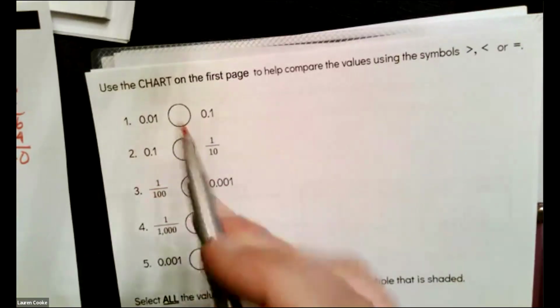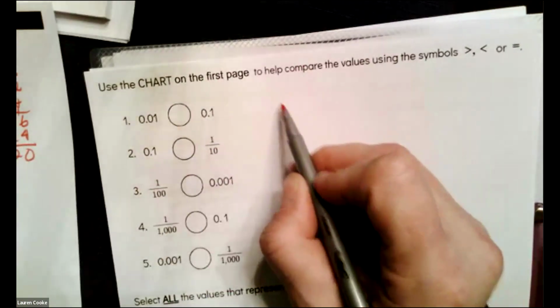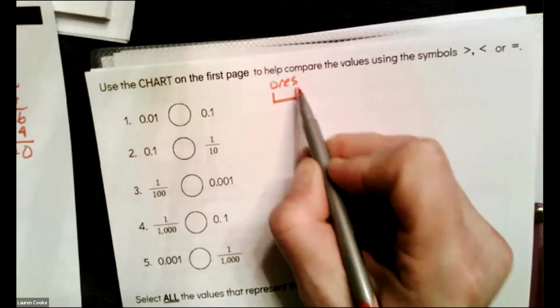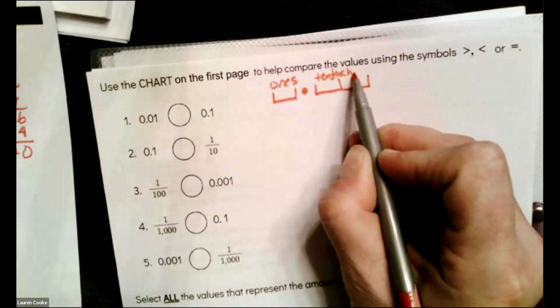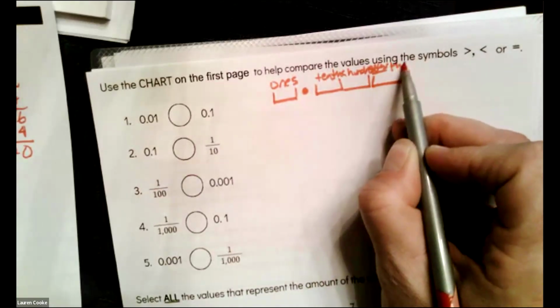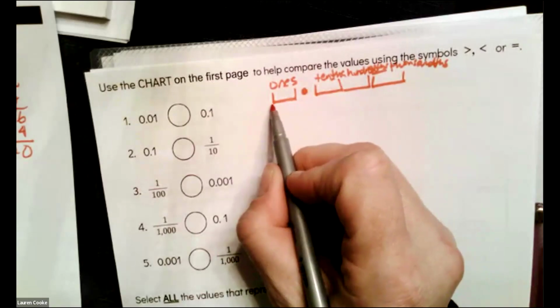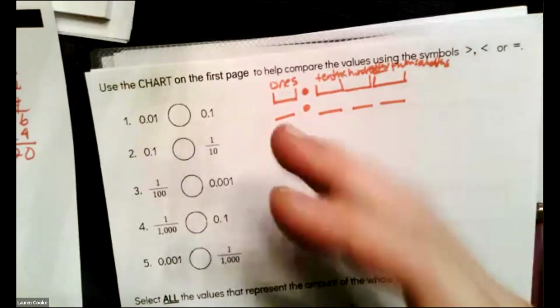Okay, moving on to Unit 5, decimals. Use the chart on the first page to help compare. So now I'm actually going to do a makeshift ones, decimal point, tenths, hundredths, and thousandths. I know it's a little bit tough to see, but that's okay because it's definitely the ones place, decimal, tenths, hundredths, thousandths. And I'm just going to line up each one of these problems to see which one's greater.